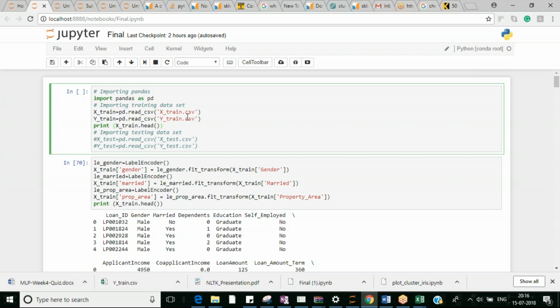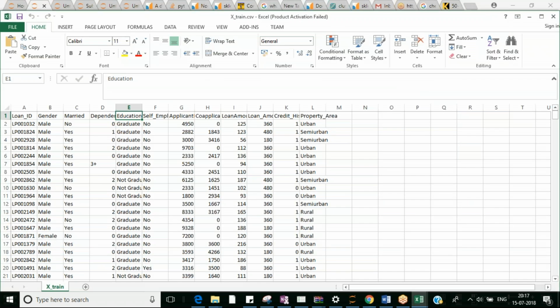So basically, this is the reading of the data, and this is the reading of the Y data. Now, the first part is label encoder. If you remember, gender, for example, is a categorical variable, right?